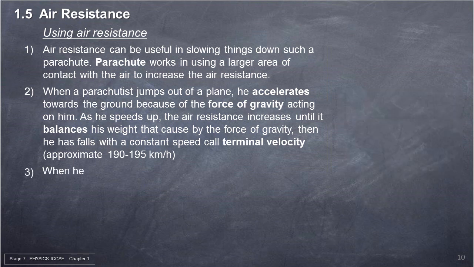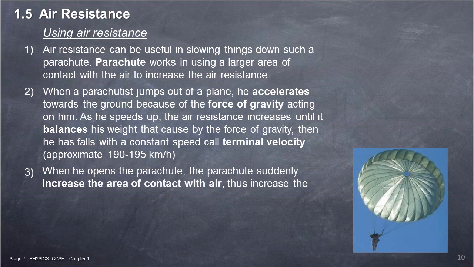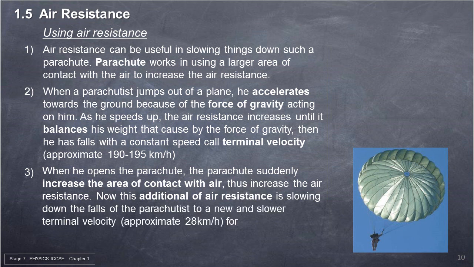3. When he opens the parachute, it suddenly increases the area of contact with air, thus increasing the air resistance. Now this additional air resistance slows down the fall of the parachutist, to a new and slower terminal velocity, approximately 28 km per hour, for the parachutist to land safely.